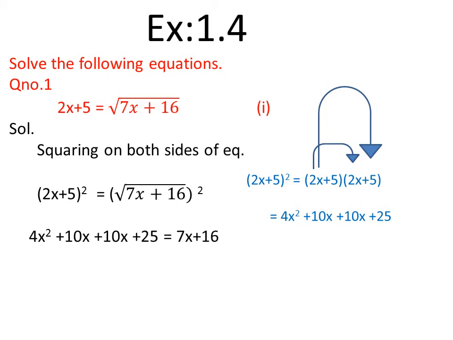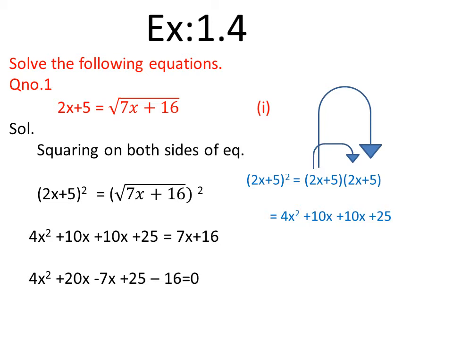Now we will take all the terms on one side. We can write the equation 4x square plus 20x minus 7x plus 25 minus 16 equal to 0. Here the signs of 7x and 16 are changed because these terms are moved to the other side.